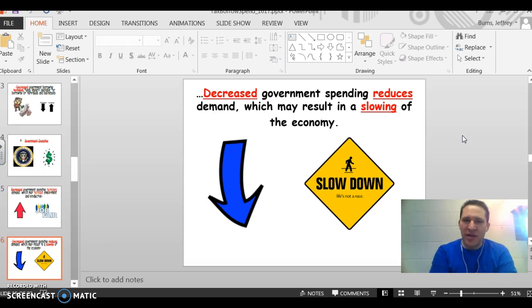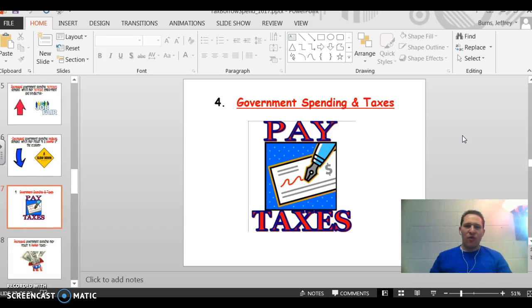Now, if government is decreasing its spending, maybe through just paying back loans or borrowing less money, it's going to reduce demand from the government, and it might slow down the economy. We don't want our economy growing and having peaks and valleys, right? We want our economy growing at a nice, slow, and steady pace. So if that's the case, they might decrease spending to slow it down a little bit. That doesn't mean slow it down and turn it back. It just means instead of going up at a high, steep pace, it's going up at a low, slow, steady pace.